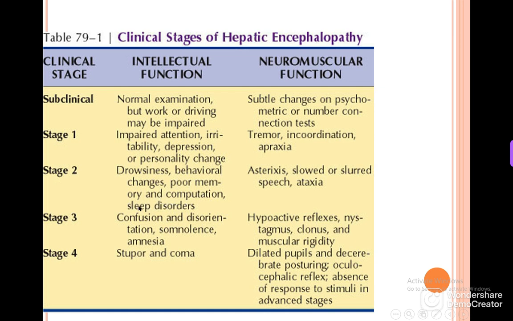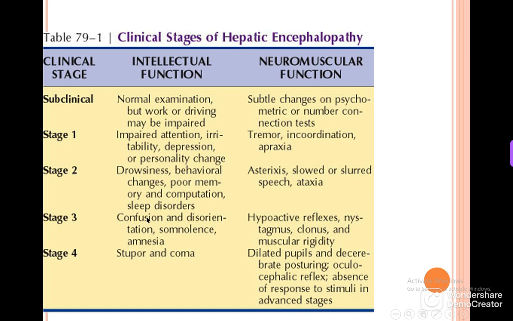And by mistake, people or doctors give tranquilizers, etc., and they worsen the condition. Remember, do not give it, because all are catabolized by the liver, and if the liver will not catabolize it, it goes directly to the brain. Again, in stage 2 there is marked hysteresis, slowed or slurred speech, just like Parkinson's, and ataxic gait. The patient has ataxic gait because the cerebellum is involved.